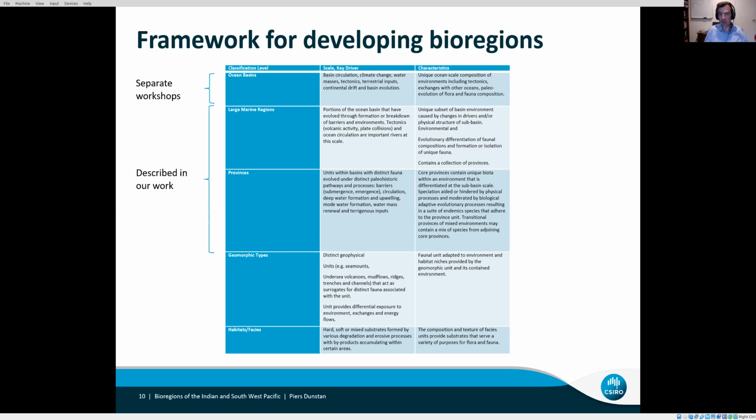And within that, something that is much more focused around direct management would be things like the geomorphic types and the habitats that you would expect to see nested within those broader provincial scales. But as I said, we only focused on the large marine regions and the provinces in our work.